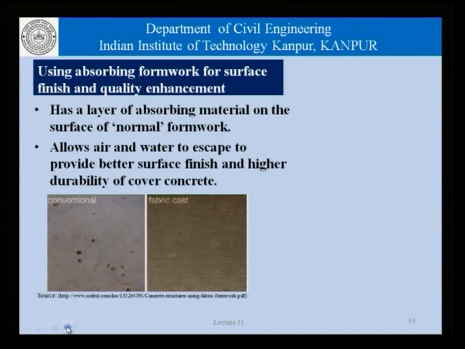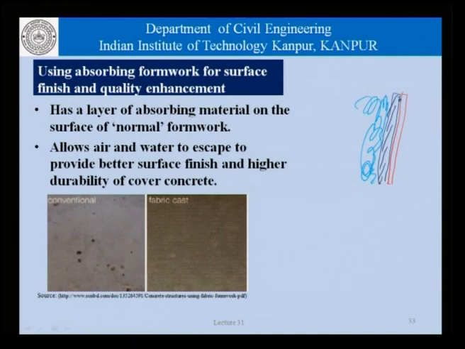Now, coming to another category of formwork which is not necessarily permanent, we have absorbing formwork, and in this case we use them to get better surface finish and quality enhancement of the cover concrete. These formworks have a layer of absorbing material on the surface of normal formwork. So, what we really have is a panel of normal formwork on which an absorbing layer is fixed, and then the concrete is cast.